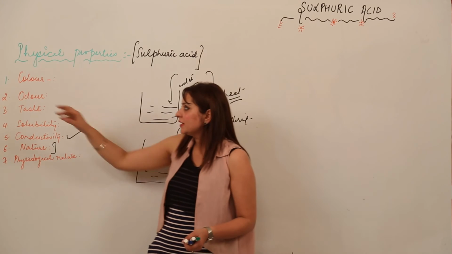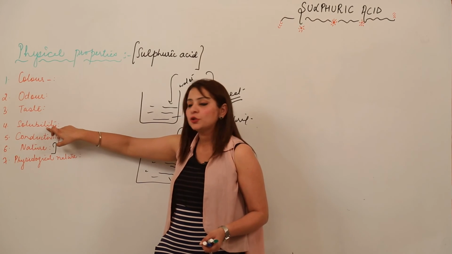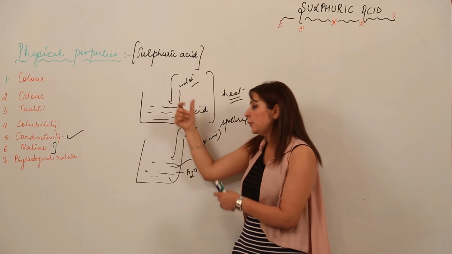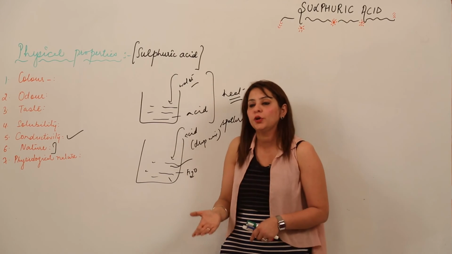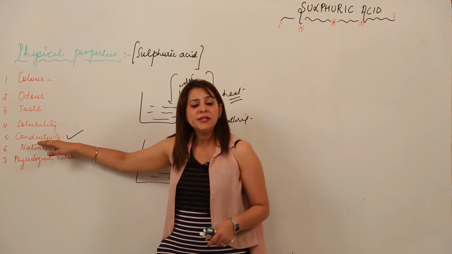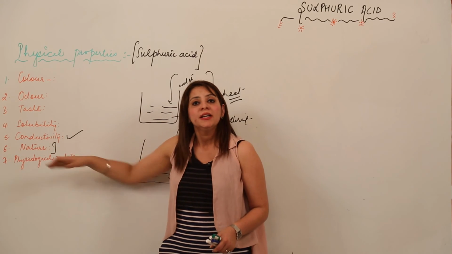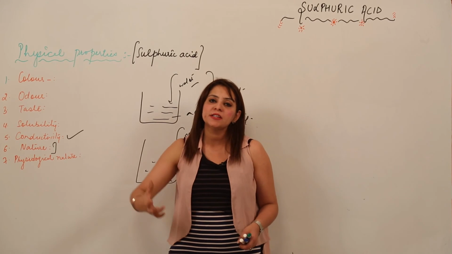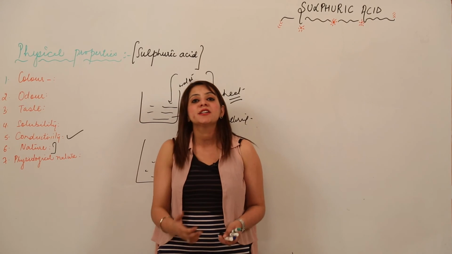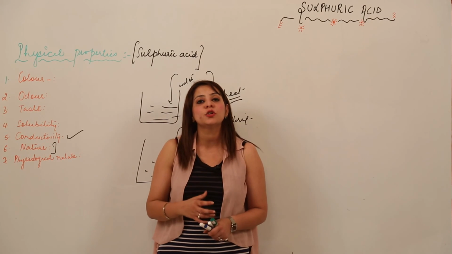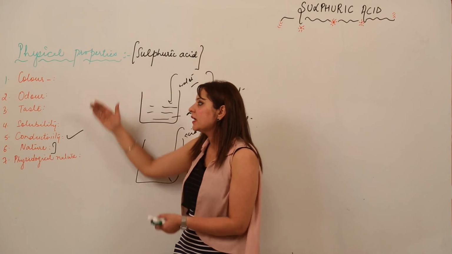So it is colorless, it is odorless, sour taste. If we talk about solubility, it is soluble in water, but you need to remember this, that we don't add water to an acid, we add acid to water. Pure sulfuric acid is a poor conductor, but the dilute one is a good conductor. Nature, as I told you, hygroscopic, that is why it is used as a drying or dehydrating agent. And physiological nature, it is not fit for human skin as it causes a burning sensation, as it is corrosive in nature. So these are the physical properties.